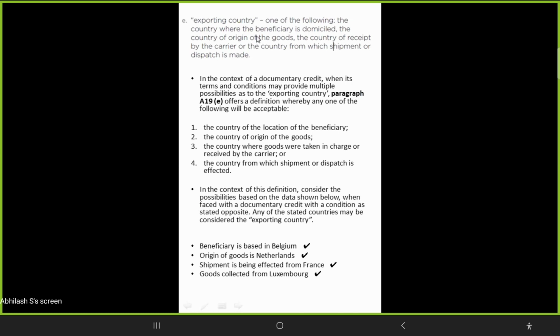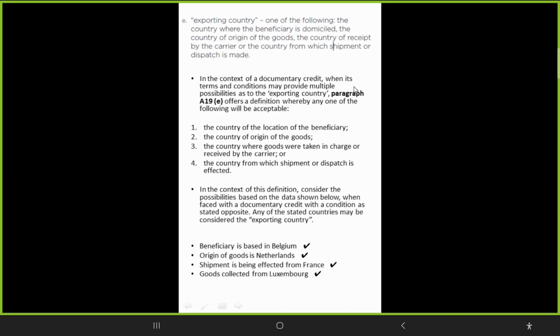So exporting country means one of the following: the country where the beneficiary is domiciled, the country of origin of the goods, the country of receipt by the carrier, or the country from which shipment or dispatch is made. So it can give you multiple meanings. That's why satisfying this requirement can be easier.